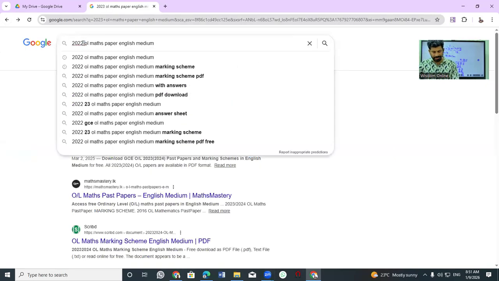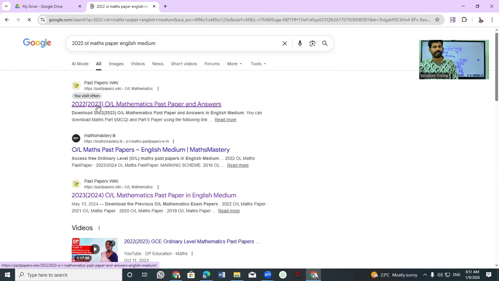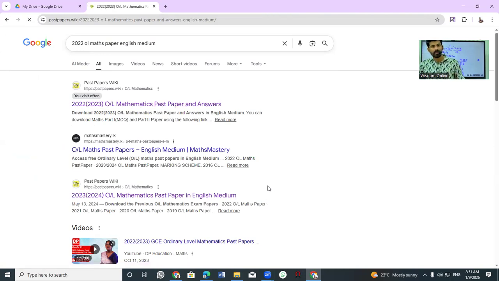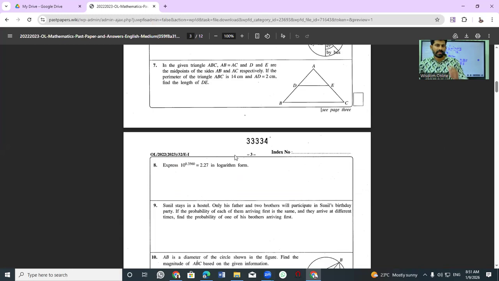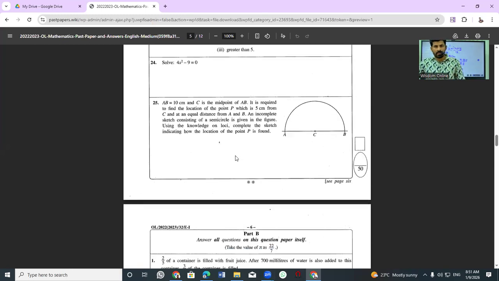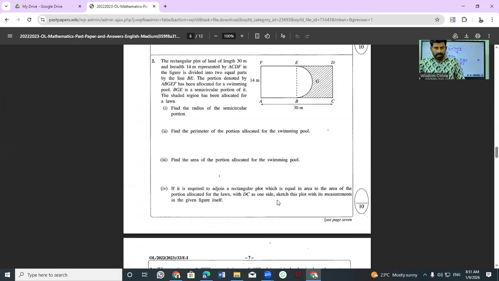2022, 2023 O-level maths paper. That one is easy.